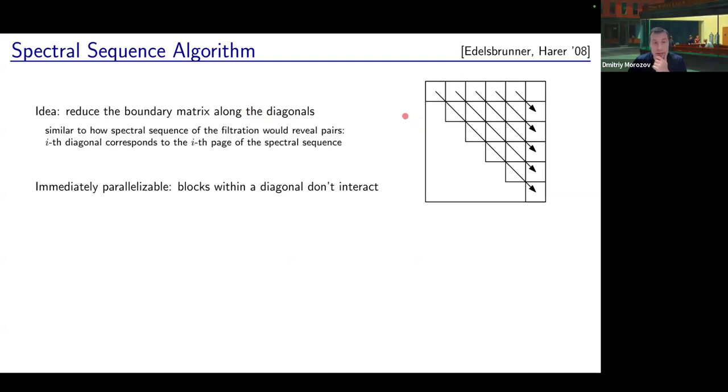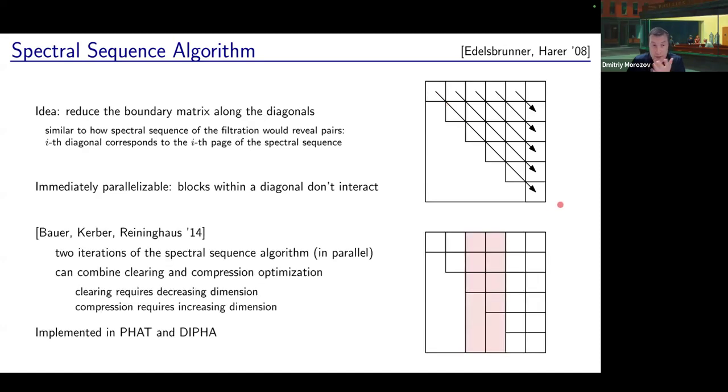Another idea comes from some fancy algebraic construction, but the idea is actually very simple. If you were to reduce this matrix just by following diagonals, then along the diagonal the blocks don't interact, because I can reduce this block without looking at this block or this block. So there's a tremendous amount of parallelism in there. If you reduce this matrix by diagonals, not just of size 1 but of some large size, then you can do this in parallel.